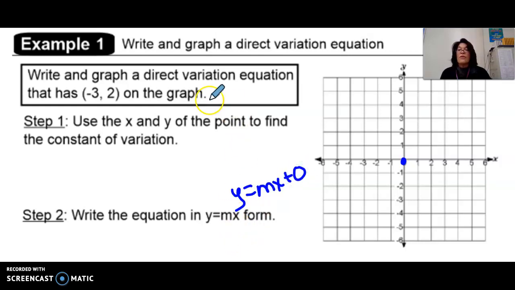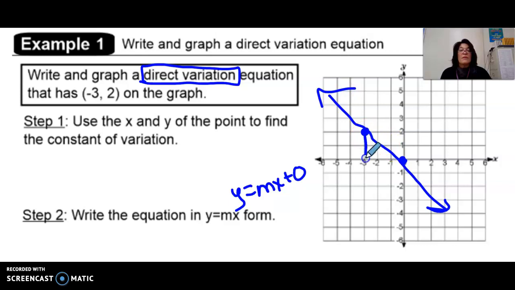Okay, so write and graph a direct variation equation that has negative 3, 2 on the graph. And that's all we know. But it's not all we know. Because they said direct variation, I know it goes through 0, 0. So it looks like I go down 2 over 3. My equation is y equals negative 2/3 x. I know it's plus 0.